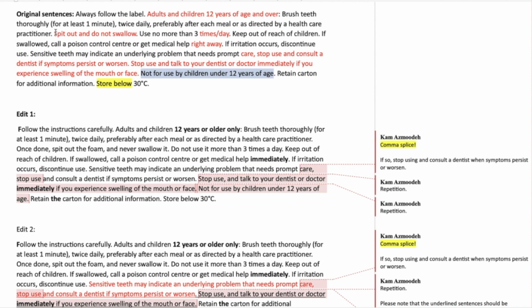Now, if you look at the rest of it, you can see that there are still some issues. For example, take a look at this one: "Spit out and do not swallow." What are we talking about? "3 times," and then some sort of a slash or what have you. "3 times day." What is that? "3 times day." So I fixed it, saying "3 times a day."